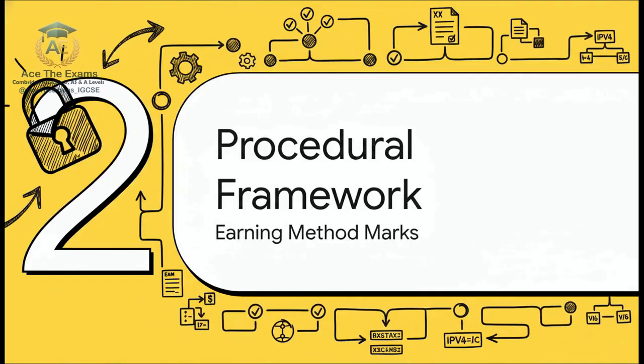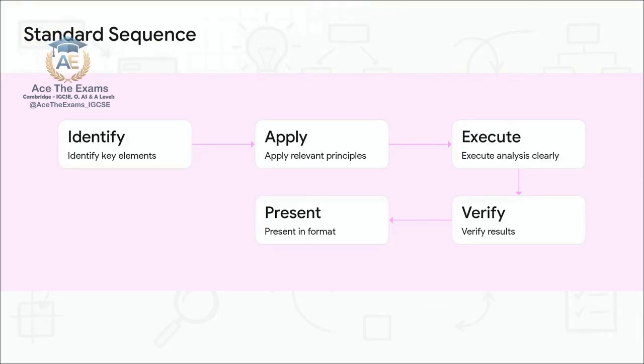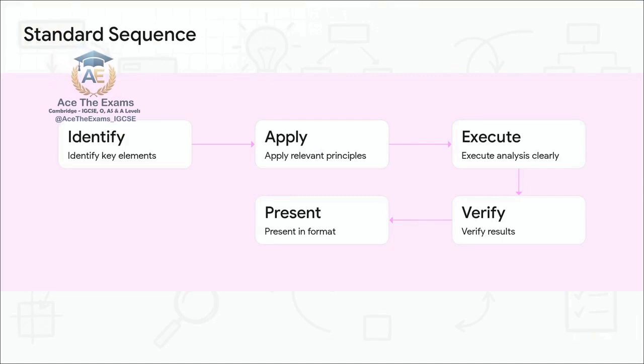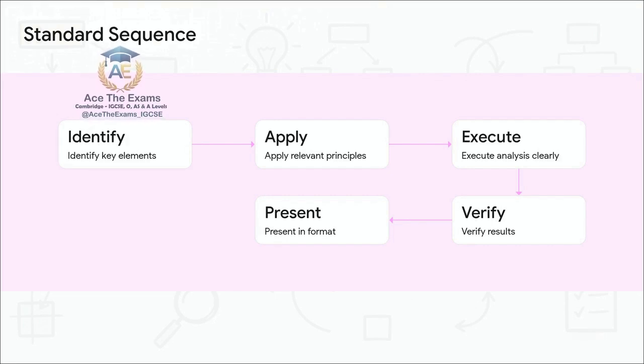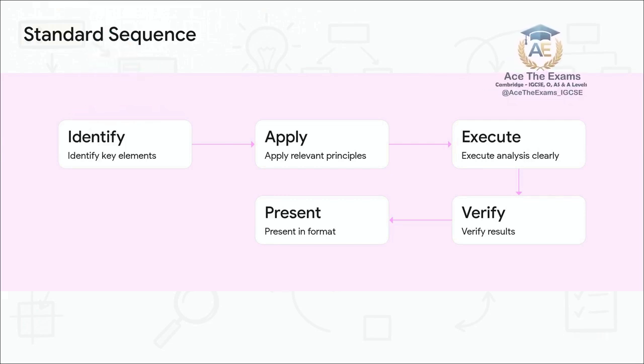Moving on to round two, section two, the procedural framework, earning method marks. This procedural framework right here is the absolute secret to locking in your method marks during the exam. Examiners actually award points for your systematic process, not just the final correct number. When you are given data interpretation tasks, like extracting an IP address from binary representations or performing subnet calculations, you must faithfully follow this standardized sequence.